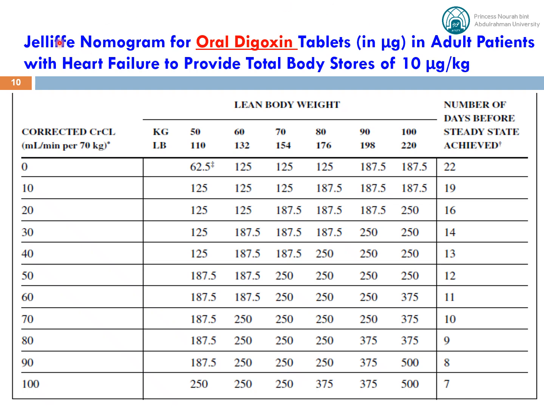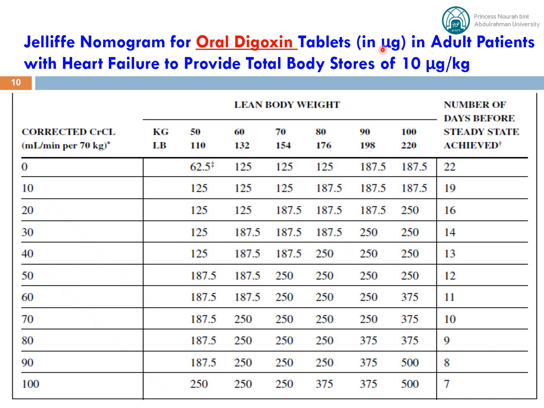This is a GLF nomogram. The values in this nomogram are calculated according to the GLF method, pharmacokinetic calculations. It's only for oral digoxin tablets. All these values are for the drug concentration of digoxin per single oral tablet. The unit is in microgram.